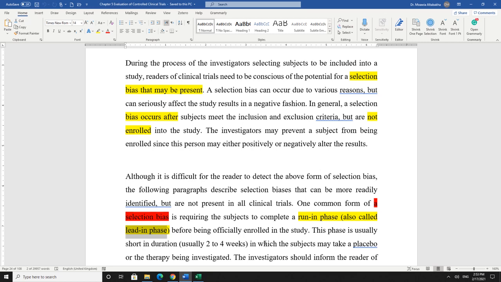looking. Okay, so here we have a kind of selection bias: people met the inclusion criteria and did not have any of the exclusion criteria, but then you removed some of them because of side effects before they started, and you did not report that.